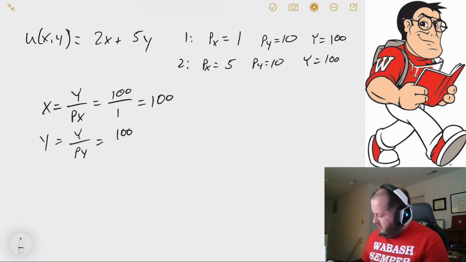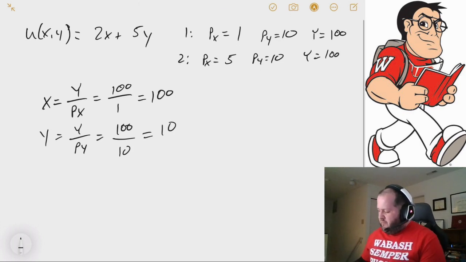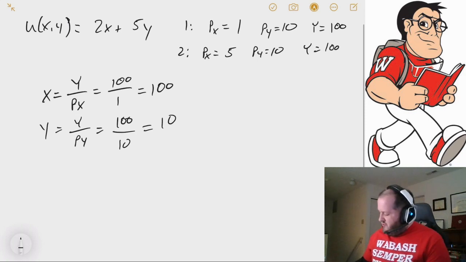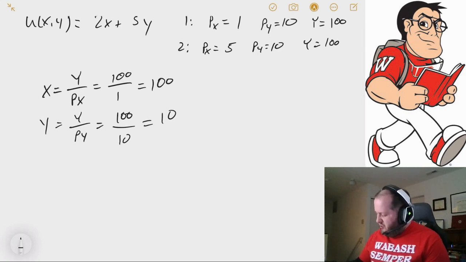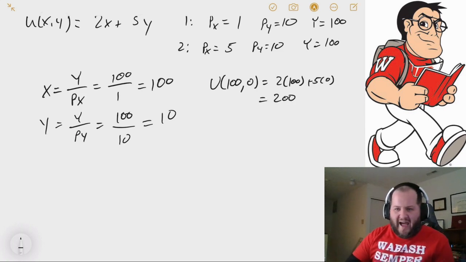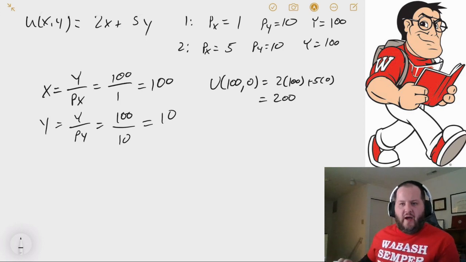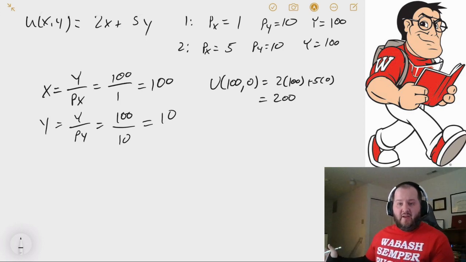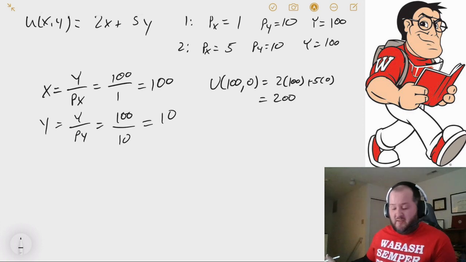So 100 over 10, that equals 10. Now let's plug these into our utility functions. If I get just good x, so if I put in 100 for x and 0 for y, that's 2 times 100 plus 5 times 0, and that equals a utility level of 200. So if I only buy good x and I don't buy good y, I'm going to get a utility level of 200. Seems pretty nice to me.